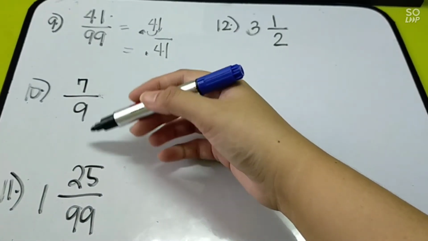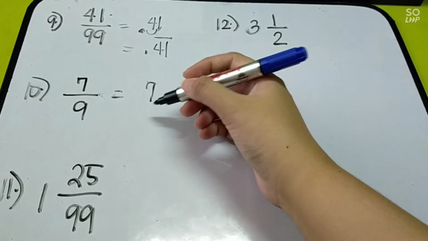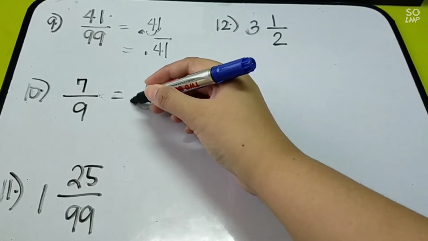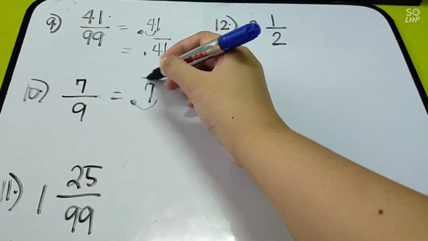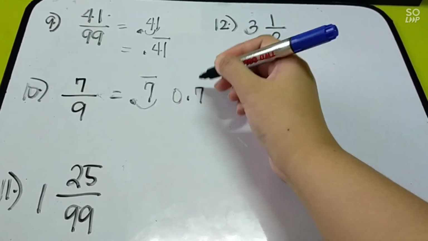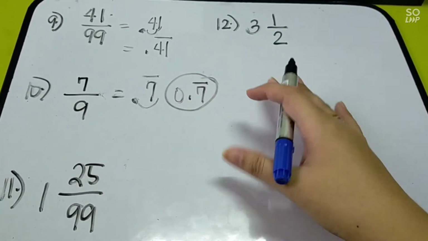Next tayo, 7 over 9. So, since we have here 7, right here mo lang dito sa 7. Then, over 9 yan, so move ka lang ng isa. So, that is it. Meaning, ito ay repeating. So, you have 0.7, then a bar line. That is it. Alright? Next tayo, this one.